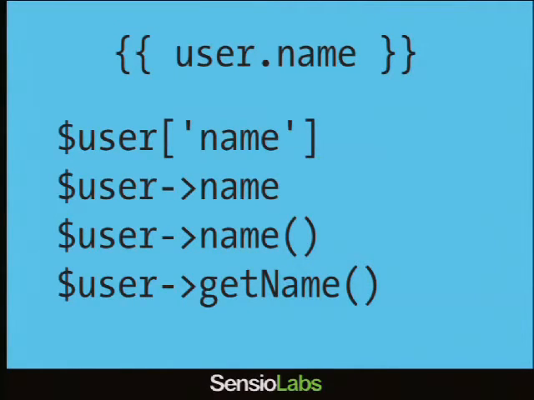It's going to try to access the user as an array, if possible, and get the name item from the array. It's going to get the name property from the user object if it is an object, or call the name method, or even the getName method. Right? So we have an algorithm that is able to check and find out which way we need to access the data from this user variable.